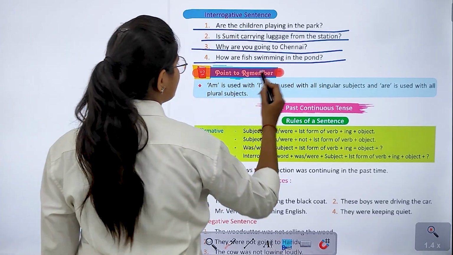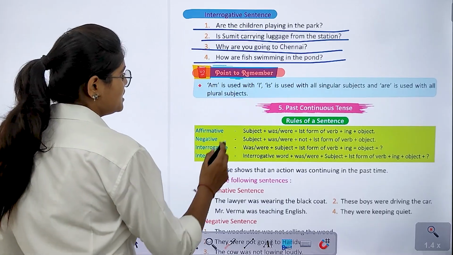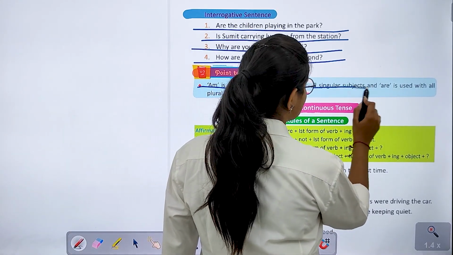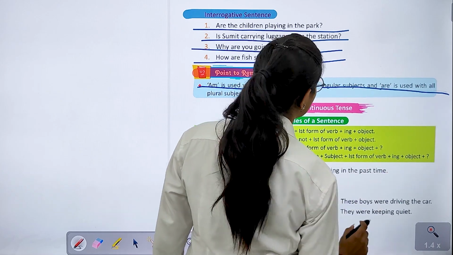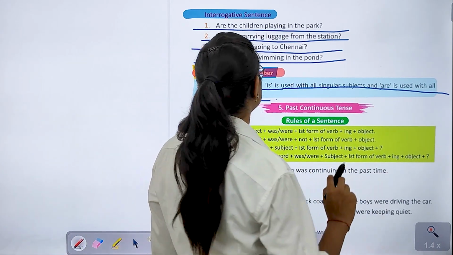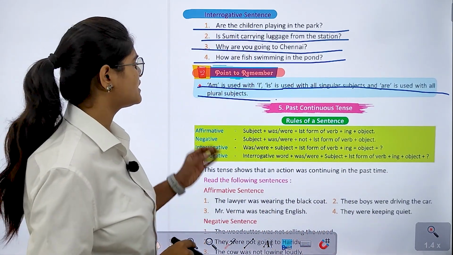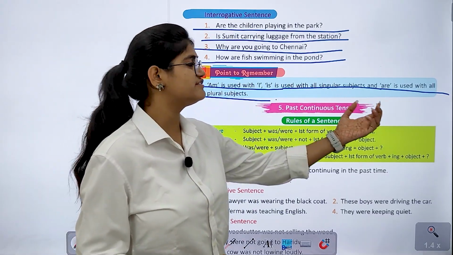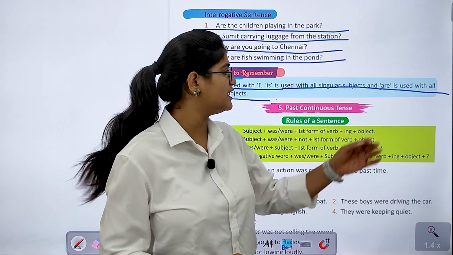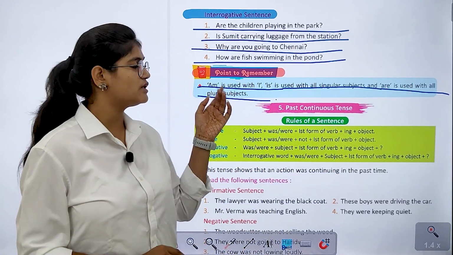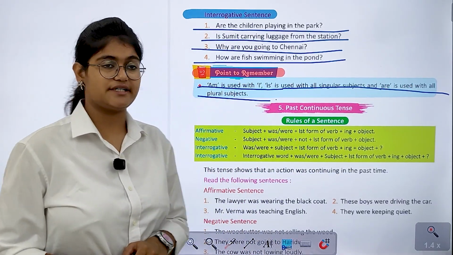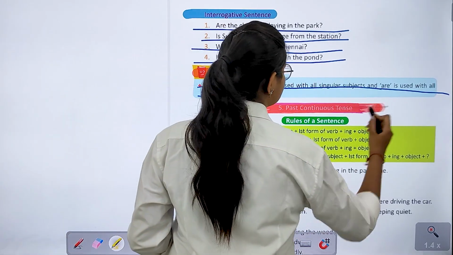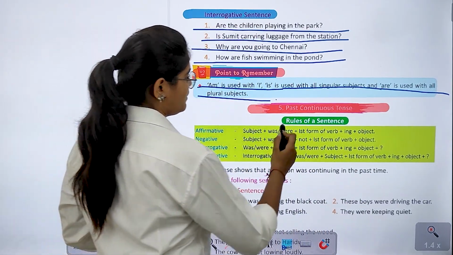Let's read it and find it out what is being said in this. Am is used with I, is used with all singular subjects, and are is used with all the plural subjects. We all know कि am जो है वो I के साथ यूज़ किया जाता है, is जो है वो सभी singular subjects के साथ यूज़ किया जाता है, और are जो है वो सभी plural subjects के साथ यूज़ किया जाता है.